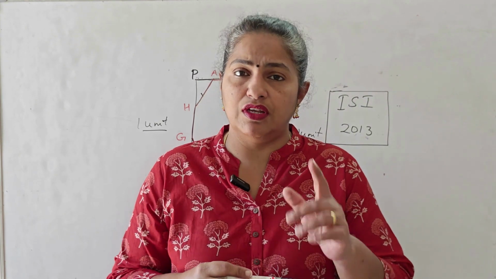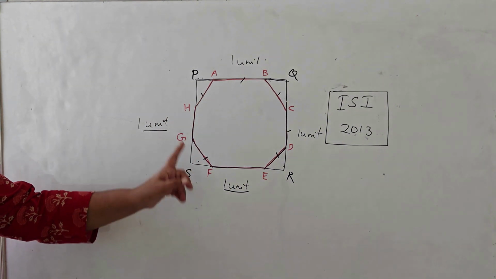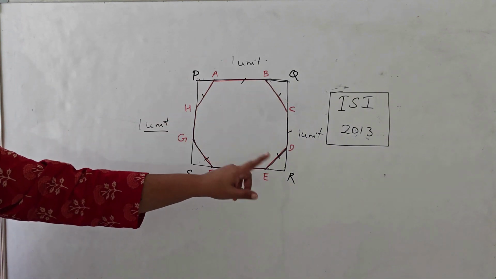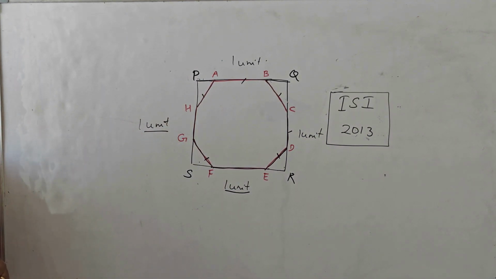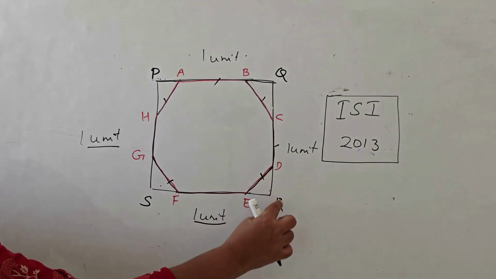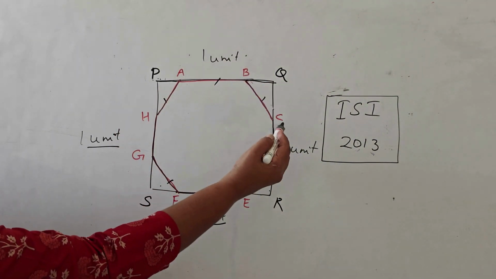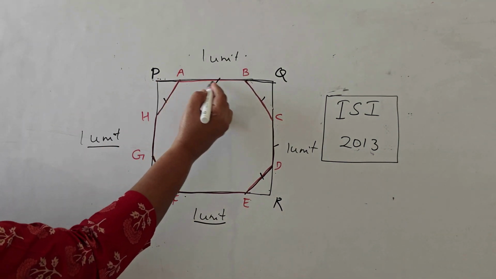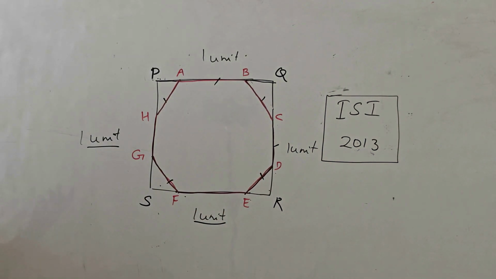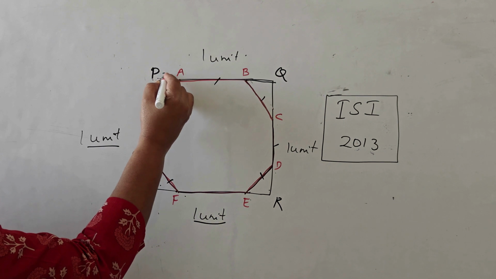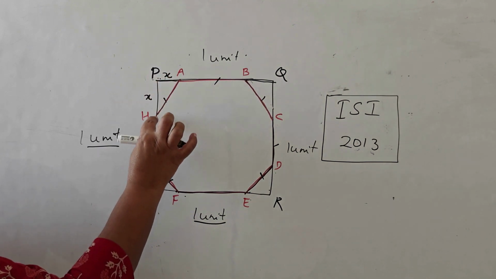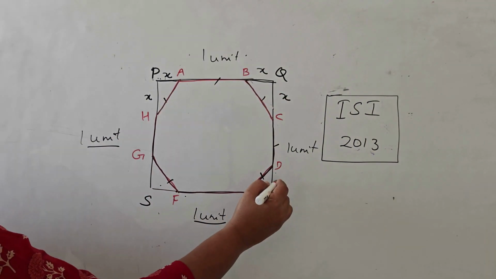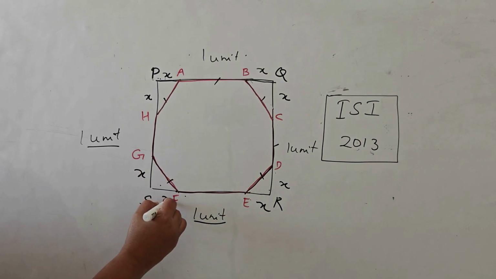So, what is being told in the question? From the square of unit length, a regular octagon has been taken out by cutting off the corners of the square. So, now let us start with solving the problem. PQRS is our square and ABCDEFGH is our octagon. Because this is a regular octagon taken out of another regular figure, which is a square, this part which is cut off and this part which is cut off have to be equal. Same is the case with this as well as this. If this is x, this is also x. This is x, this is also x.